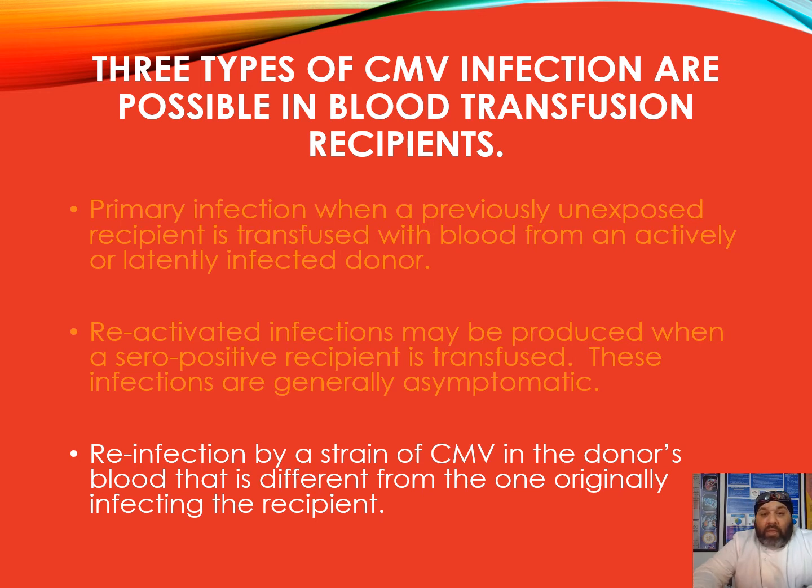In blood donation sites, before anyone is donating blood, as mentioned in a previous audio podcast, there's generally a screening process that takes place. So for primary infection, when a previously unexposed recipient is transfused with blood from an infected donor, generally that process that takes place in blood donation sites reduces the probability that infection can occur through an infected donor.